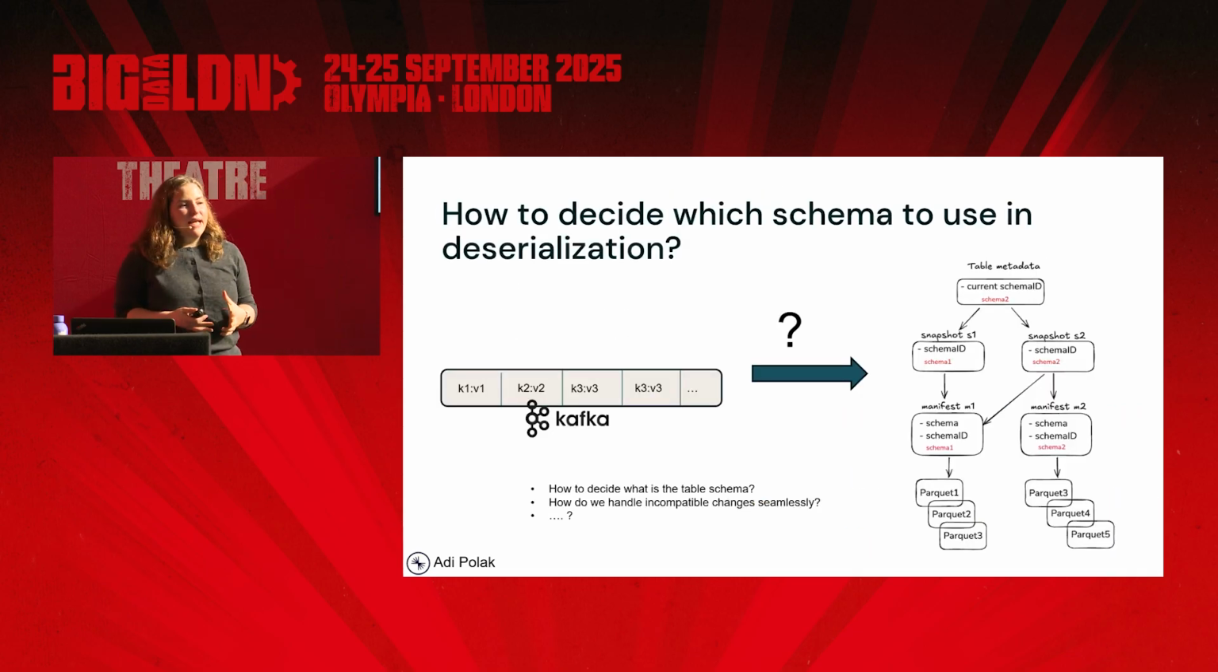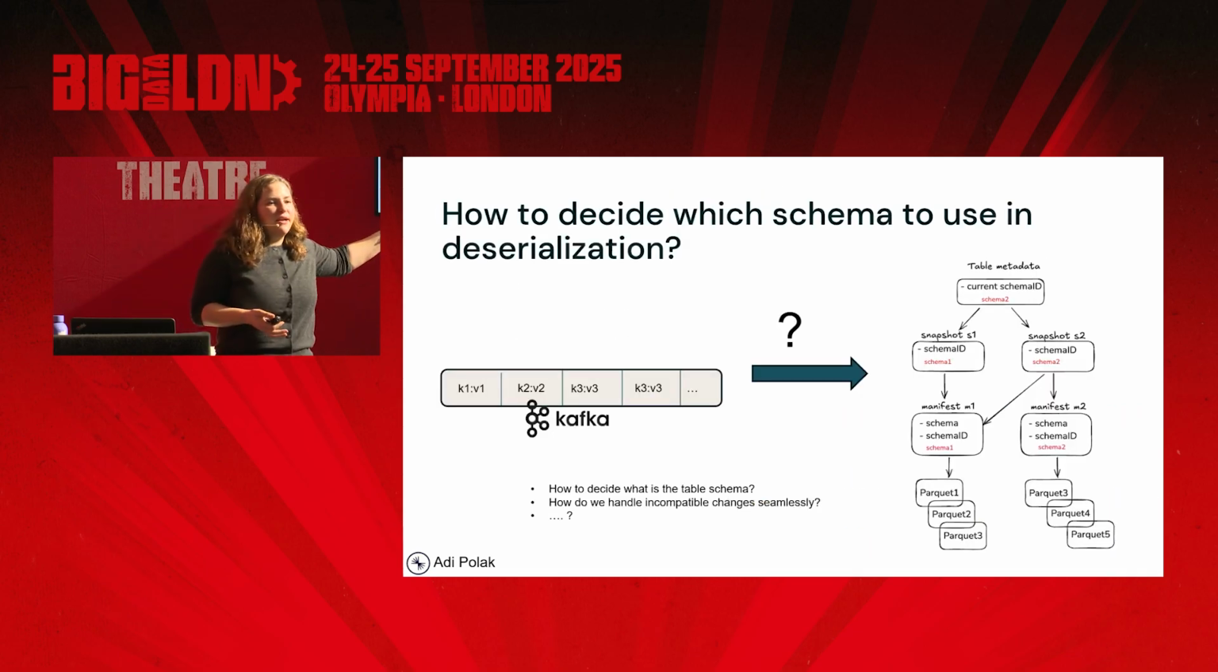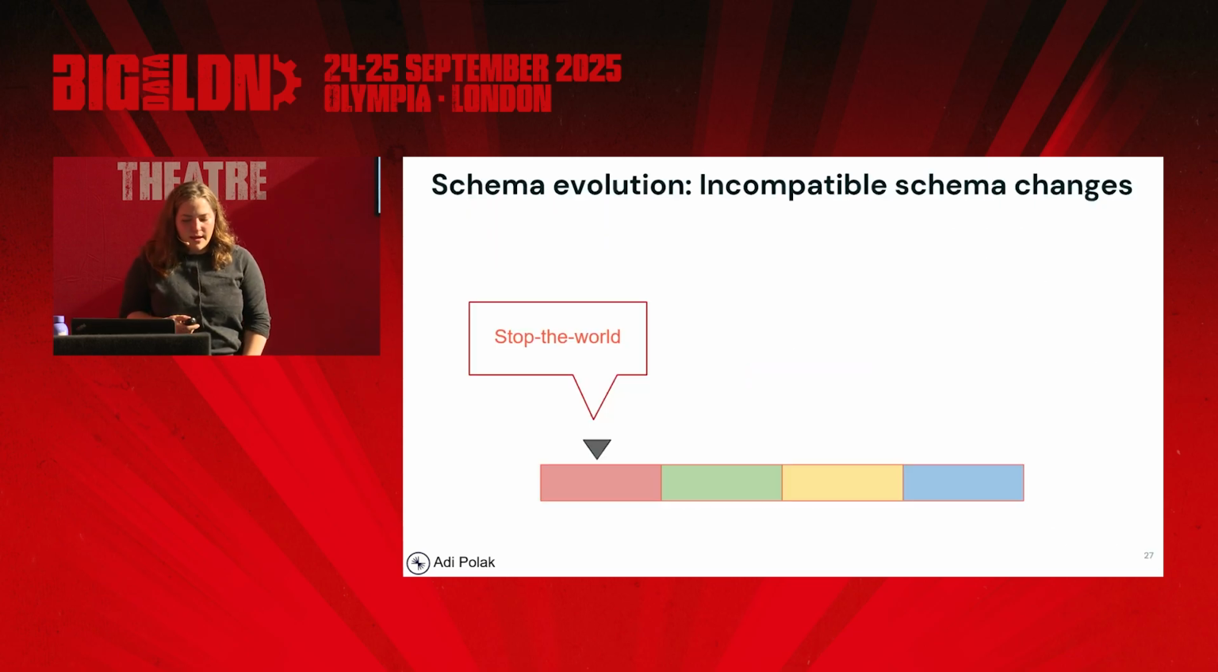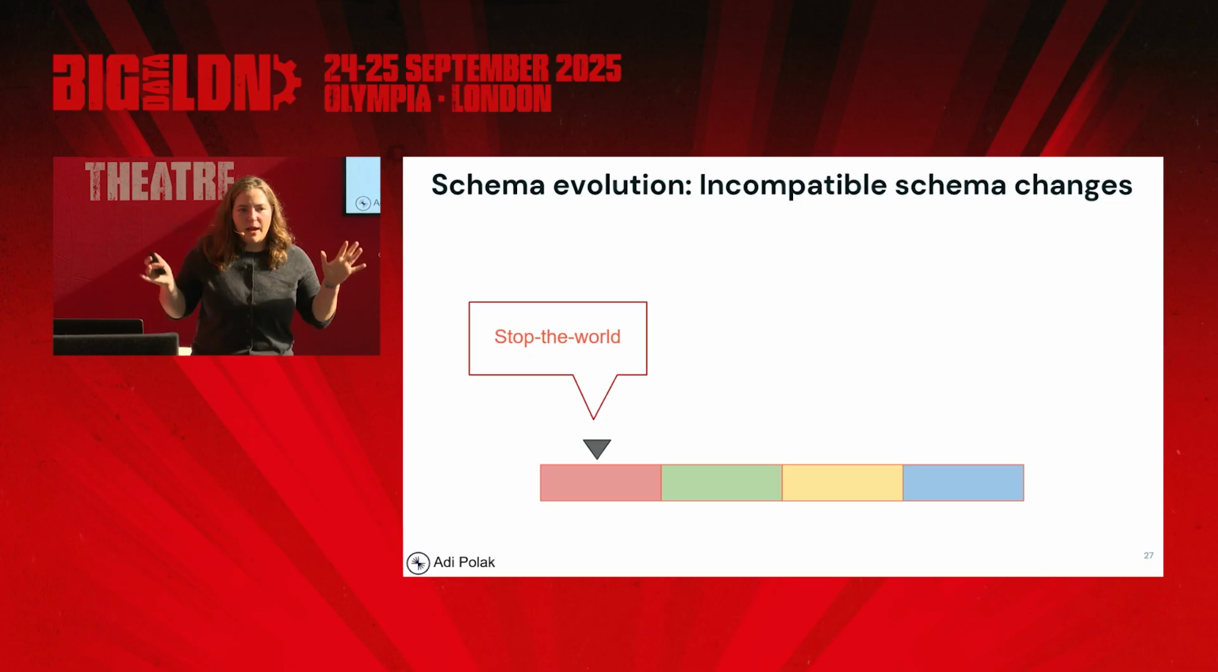So how do we decide which schema to use? Now that I have my Kafka inside my topic, I can have multiple schemas, but I want to take all this topic and transform it into a table. So how do I know how to go about it? There's a couple of ways to go about it in engineering. One of them is stop the world.